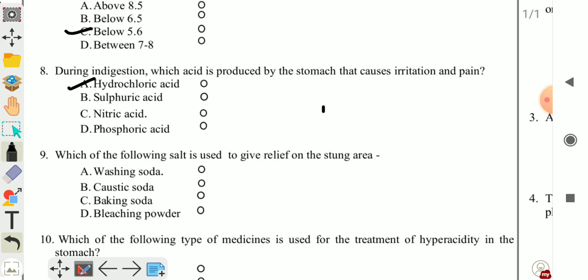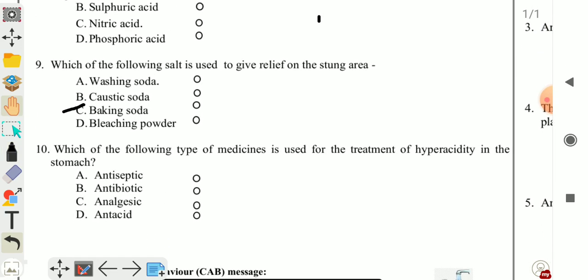Question number 9. Which of the following salts is used to give relief on the stung area? जब हमें बी काट लेती है तो उसके स्टिंग से क्या हो जाता है? Swelling and irritation. So which of the following salts is used to give relief on the stung area? A. Washing soda, B. Caustic soda, C. Baking soda, and D. Bleaching powder. So the correct answer will be C, baking soda.